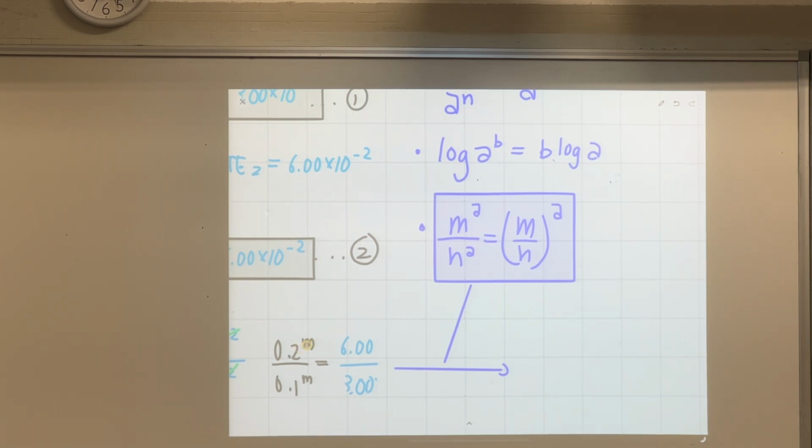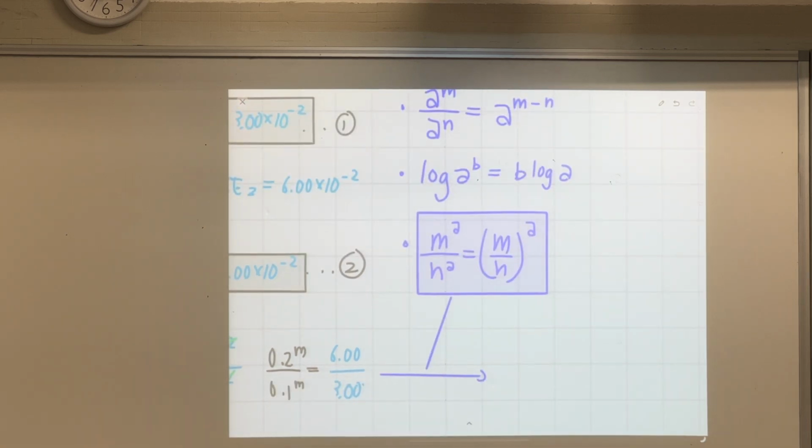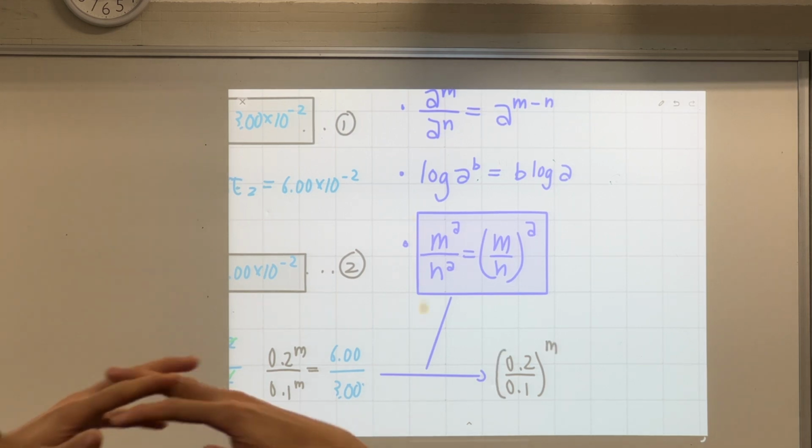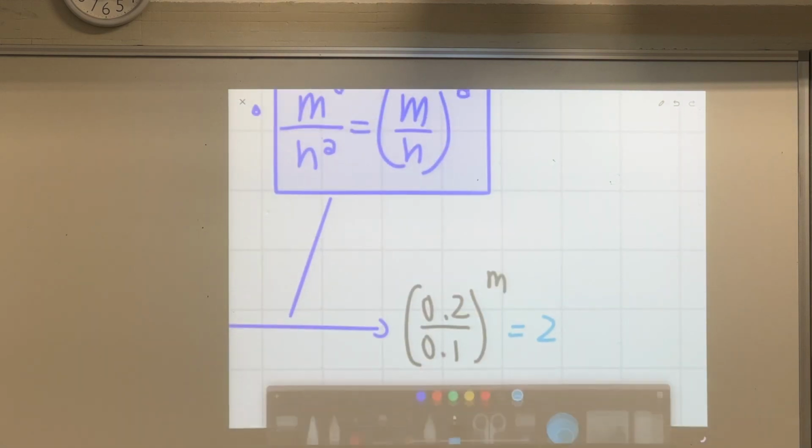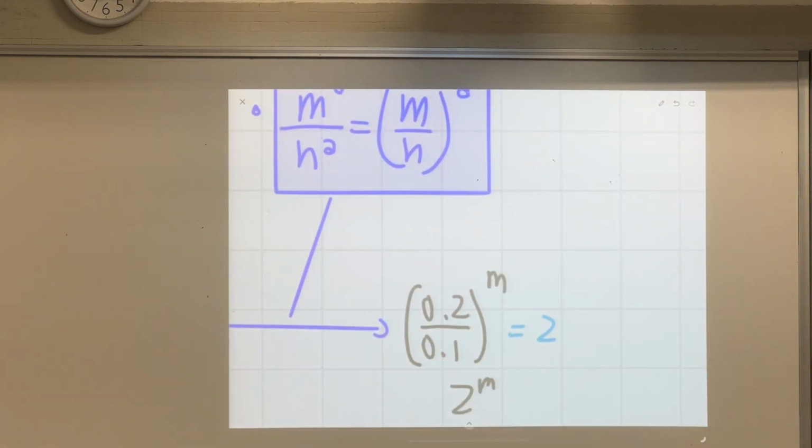So 0.2 to the power of m over 0.1 to the power of m. Can you apply this? What would this simplify to? It will simplify to 0.2 over 0.1 all to the power of m. And what is 6 divided by 3? 2. Yes, okay. And that means you have 2 to the power of m equals 2. What must m be? 1. M is 1.